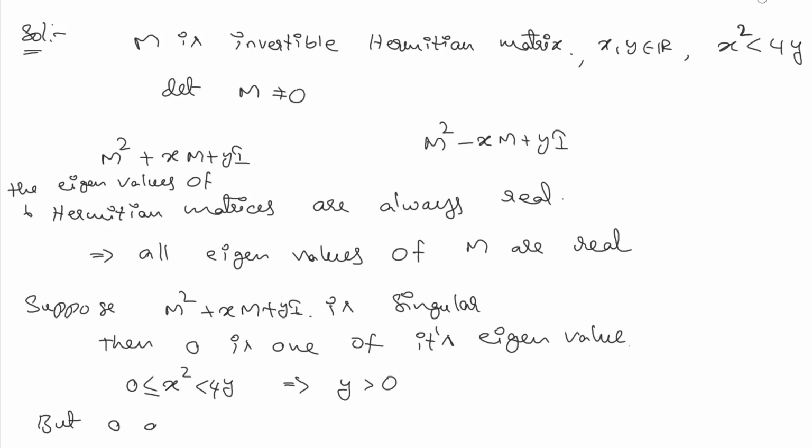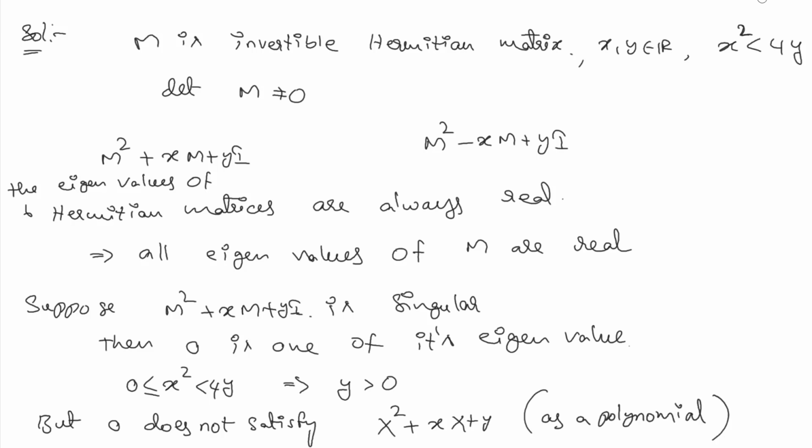So, but 0 does not satisfy m square plus xm plus yi. Or let me write this as a polynomial, since we are speaking about the scalars, so let me write this as some capital X square plus x capital X plus y. So 0 does not satisfy this polynomial.